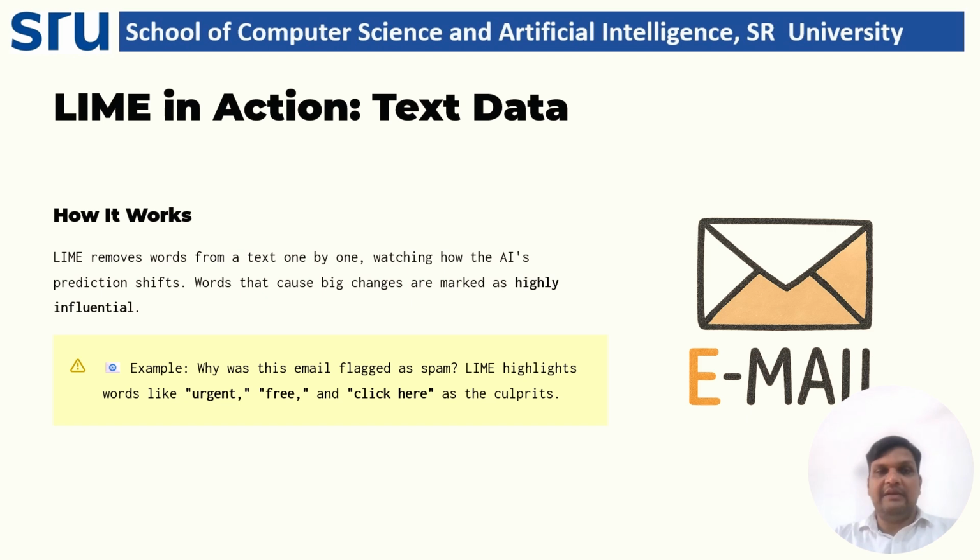LIME in action: text data. Here is how it works. LIME removes words from a text one by one, watching how the AI's predictions shift. Words that cause big changes are marked as highly influential. Example: why was this email flagged as spam? LIME highlights words like urgent, free, and click here as the culprits.